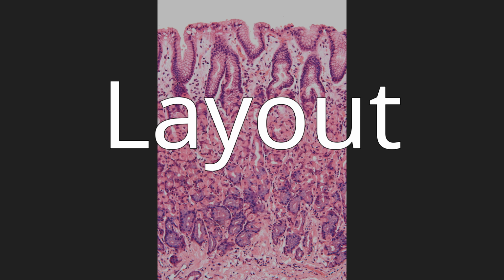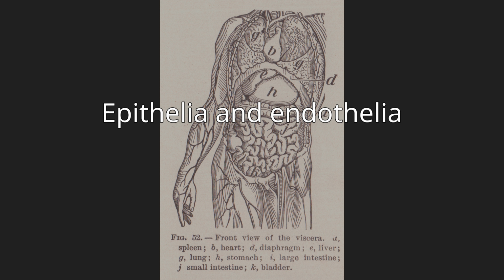Layout: epithelia and endothelia. Epithelial cells line body surfaces and are described according to their shape, with three principal shapes: squamous, columnar, and cuboidal. Squamous epithelium has cells that are wider than their height, flat and scale-like. Cuboidal epithelium has cells whose height and width are approximately the same, cube shaped. Columnar epithelium has cells taller than they are wide, column-shaped.